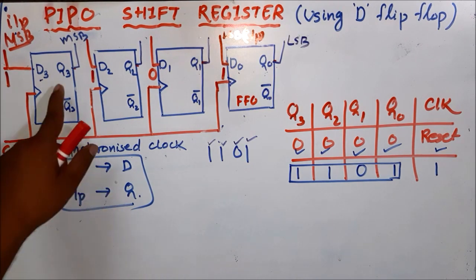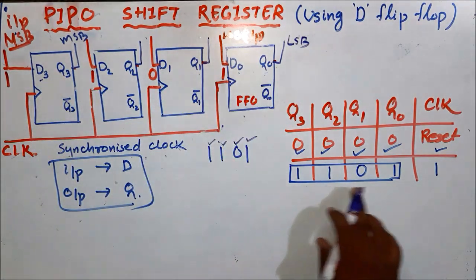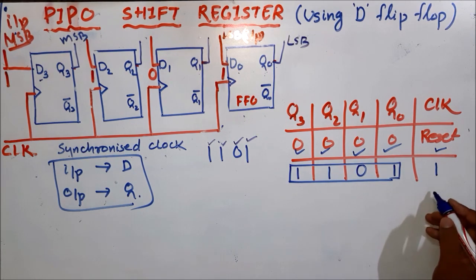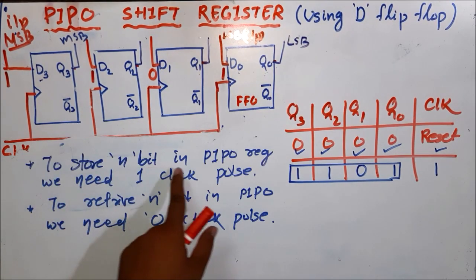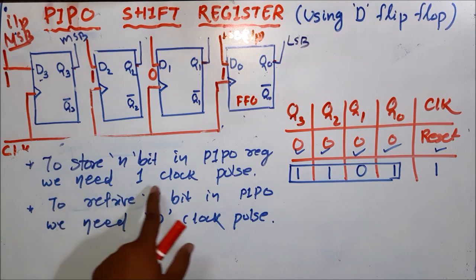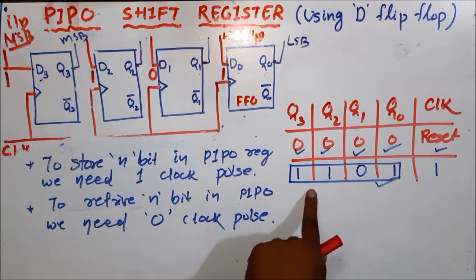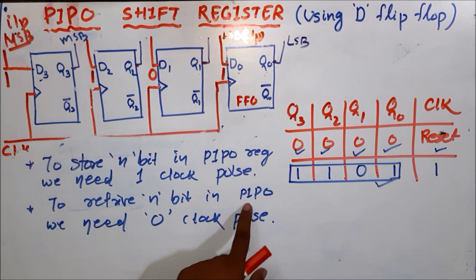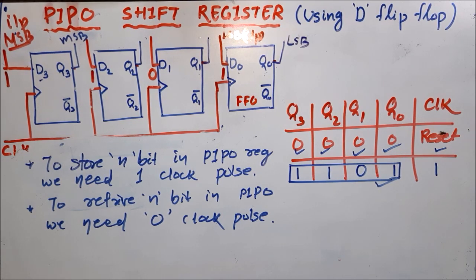And as all the outputs Q3, Q2, Q1 and Q0 are already available, to retrieve all this 4-bit data, we need not apply any clock pulse. So we can write, to store n bits in a PIPO register, we need only 1 clock pulse. And to retrieve the same stored n-bit information in the PIPO register, we need 0 clock pulses. So this is all about the detailed study of the 4 types of register. Thank you so much.